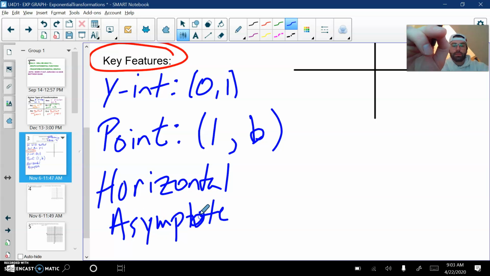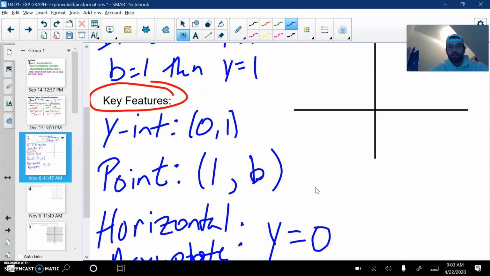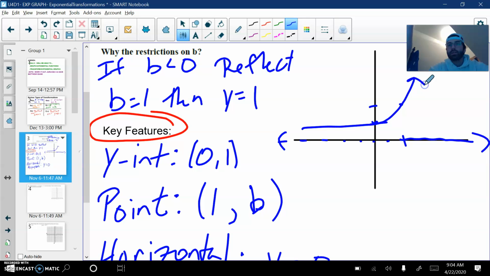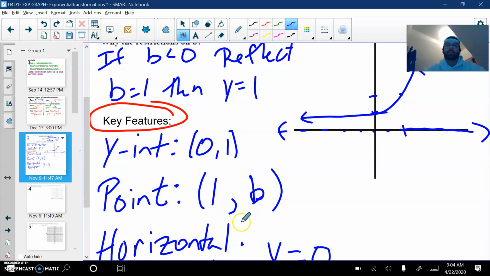This horizontal asymptote can change depending on how our graph shifts up and down. So every time you graph something, you'll have the horizontal asymptote, the point (0, 1), and the point (1, b), whatever that b value is. It'll look something like this. Now, obviously, after I shift it, this is going to change.